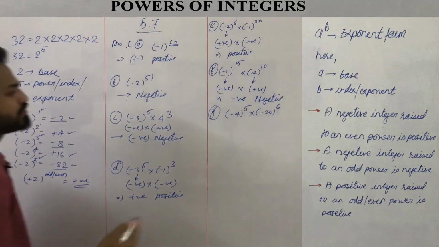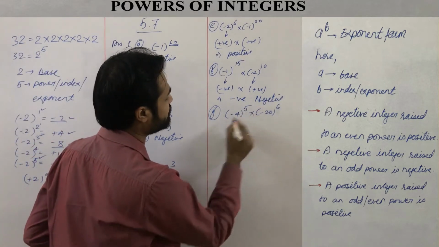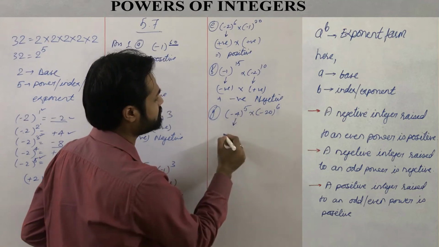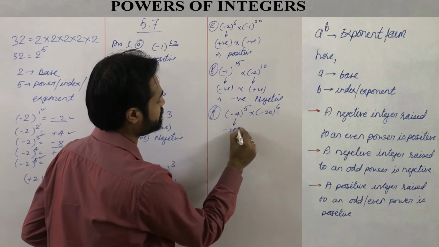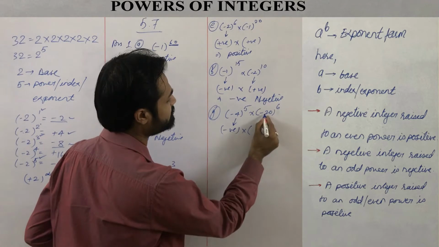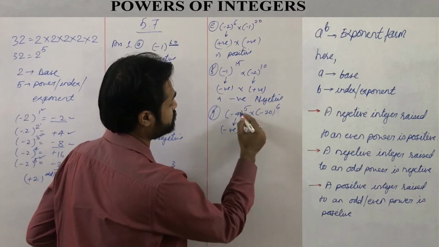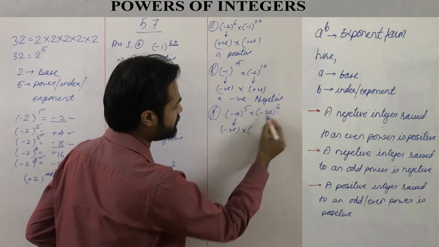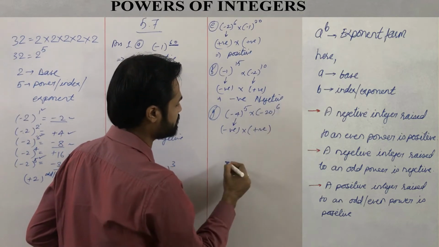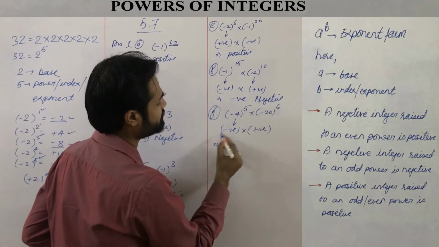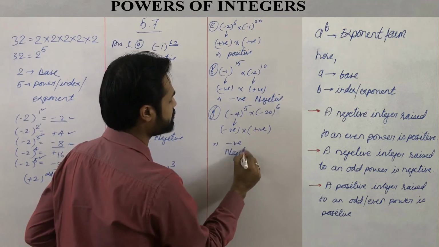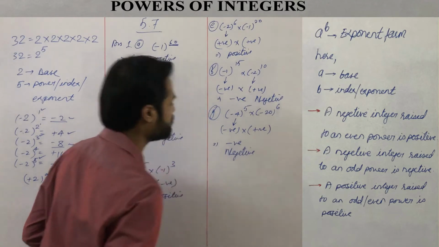Yes. So again we have a combination of negative and negative. A negative number with an odd power is negative, multiplied by a negative number with an even power. Negative with even means positive, and the multiplication of negative and positive is always negative. So the answer is negative. It's a negative number.